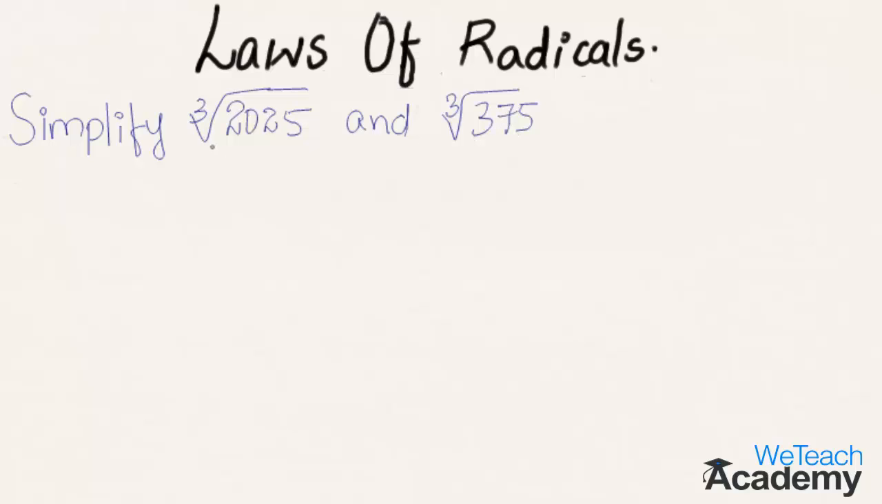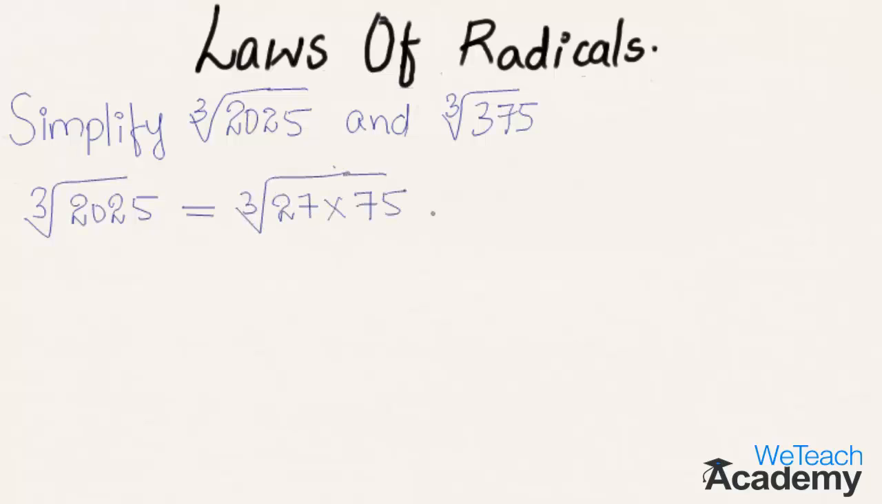So now let us consider cube root of 2025. So here cube root of 2025 is nothing but cube root of 27 into 75. So this can be written as cube root of, here 27 is nothing but 3 raised to the power 3, and 75 can be written as 3 into 25.